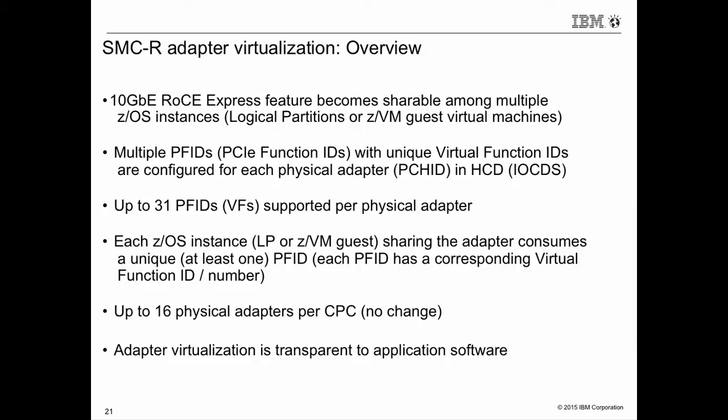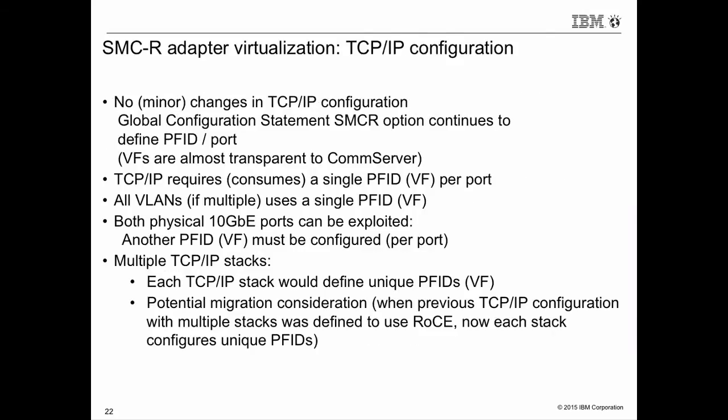The aim and the design point of the adaptive virtualization we're providing here, other than the HCD changes we're talking about, was to make this as transparent as possible to application software, including anything the z/OS administrator sees. But we'll see that there are some hints on when virtualization is in play and how one determines that. So there's really very little that changes in the TCP/IP configuration.